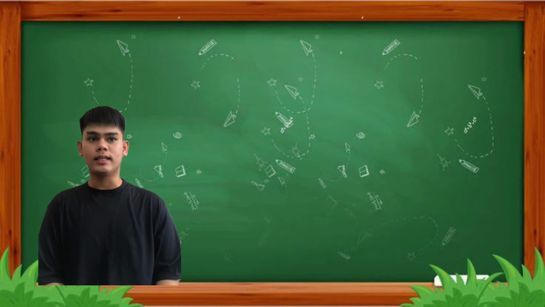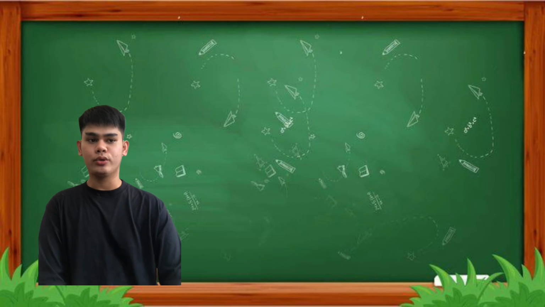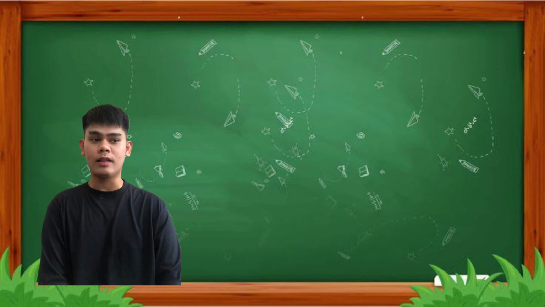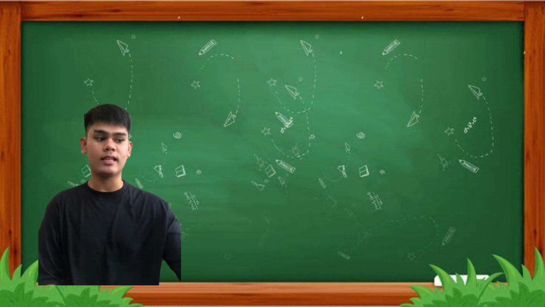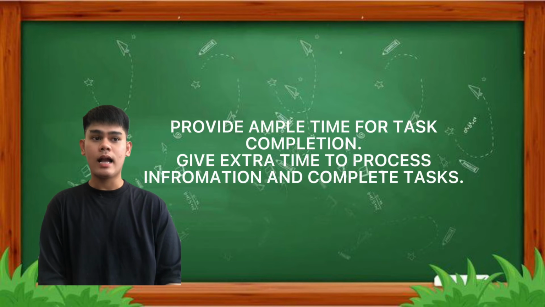The next one is traumatic brain injury. Traumatic brain injury happens when a sudden external physical assault damages the brain. It is one of the most common causes of disability and death in adults. The strategy is to provide ample time for task completion.